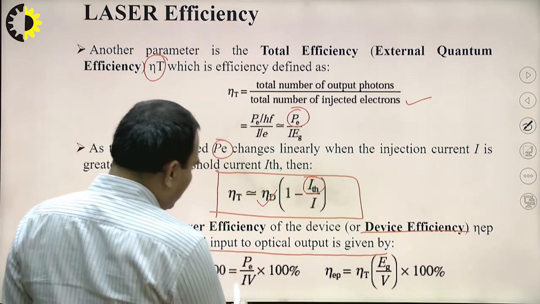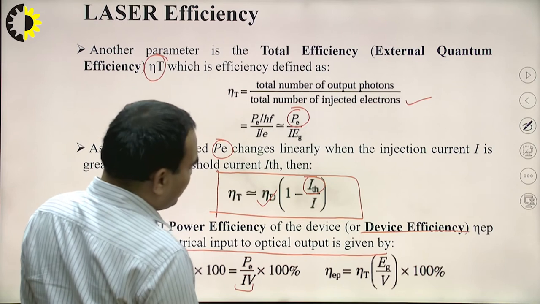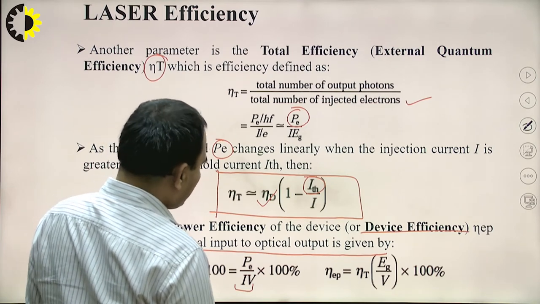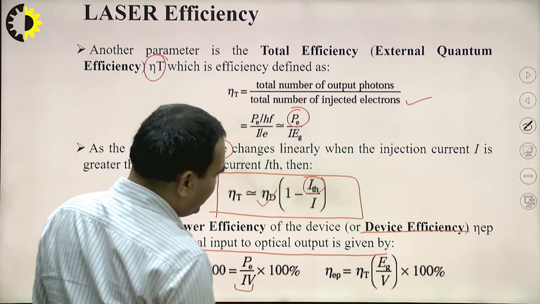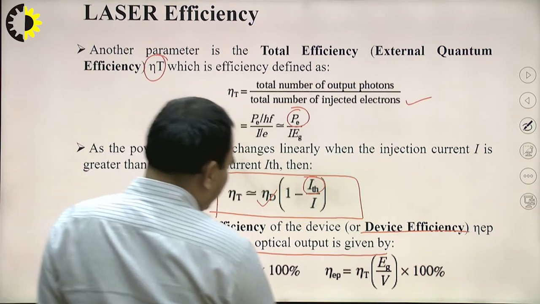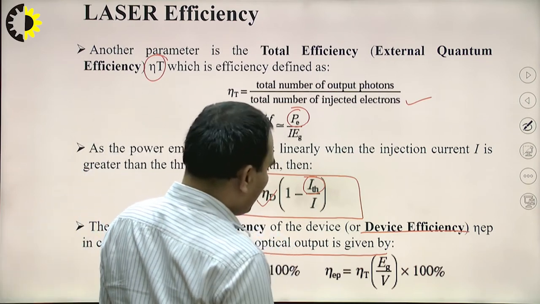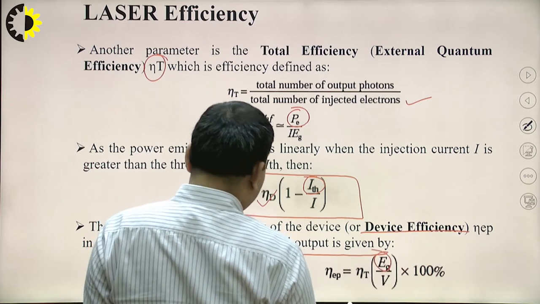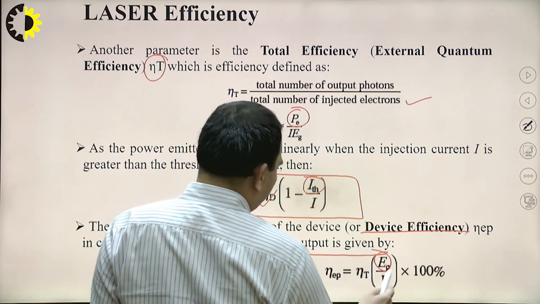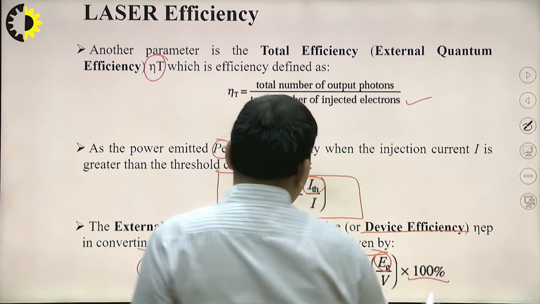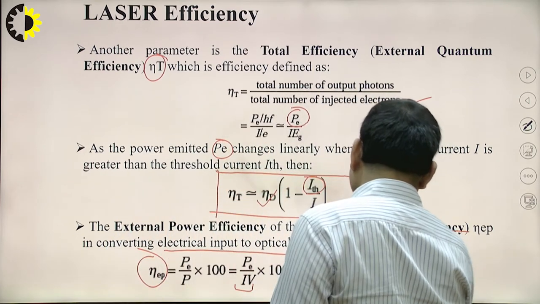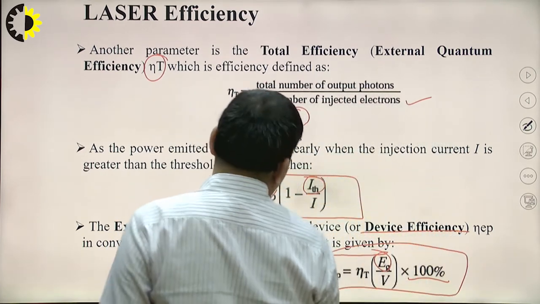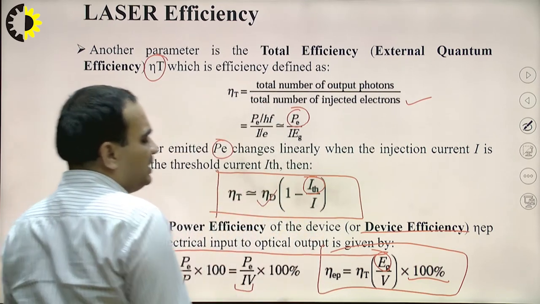We know that the power can be calculated as I into V. So it is Pe divided by IV, times 100. It can be further reduced, since Pe by I is nothing but Eg, the band gap. So eta t multiplied by Eg divided by V, times 100. So we have expressed the device efficiency in terms of the total efficiency: eta t Eg by V into 100.